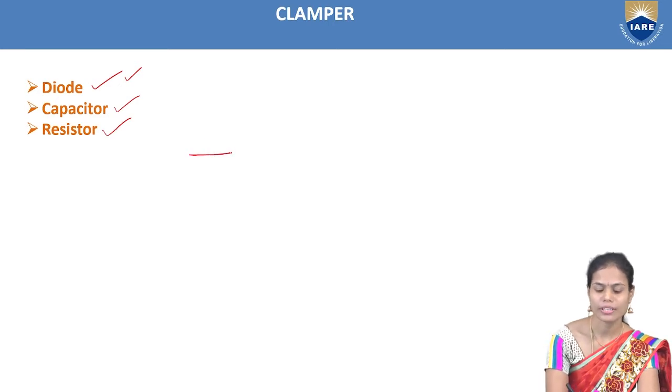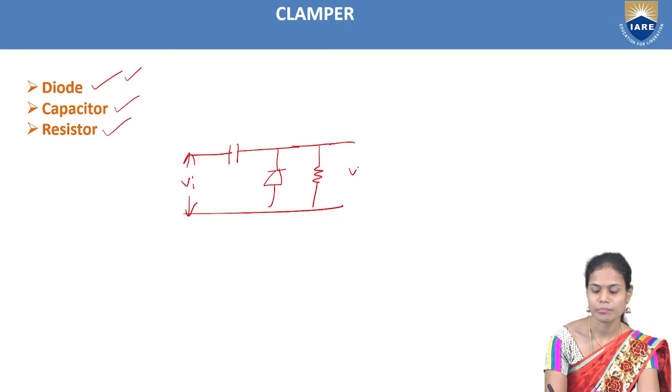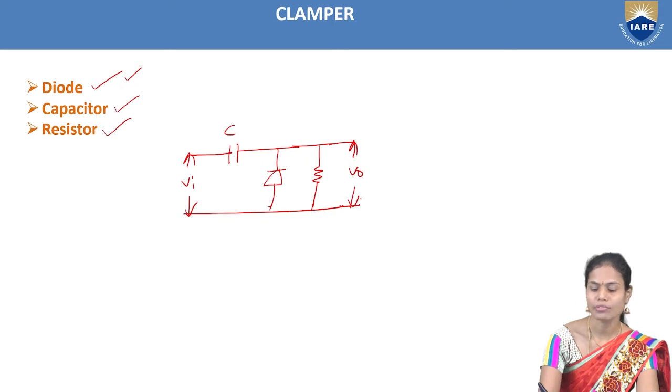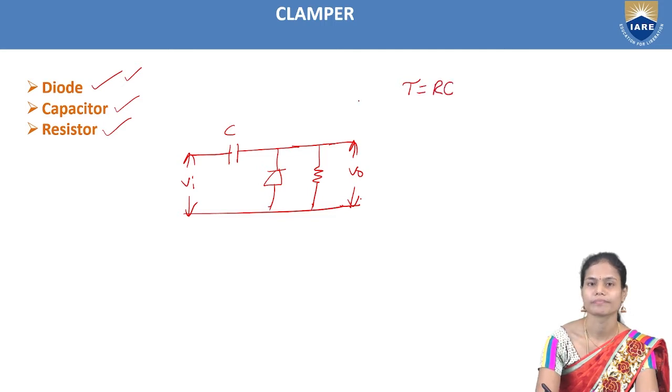For example, if I take one particular clamper, it is a combination of the capacitor, diode and resistor. I am giving my input voltage here, and I am observing the output voltage across the resistor. In order to operate this clamper smoothly, we have to consider tau, which is equal to RC.